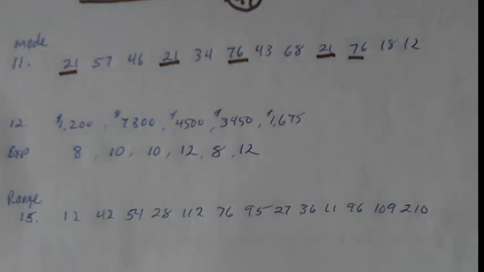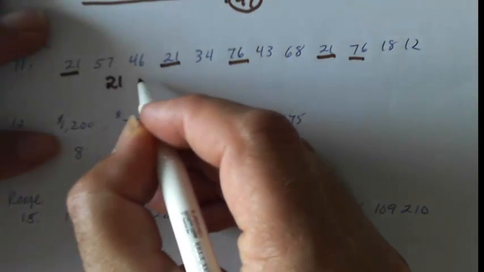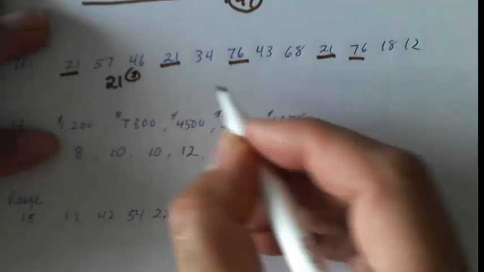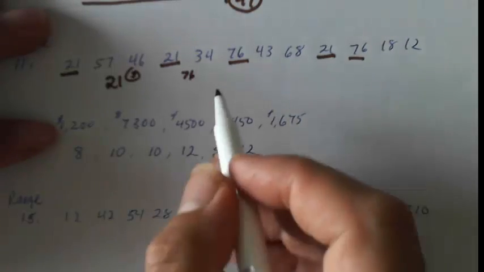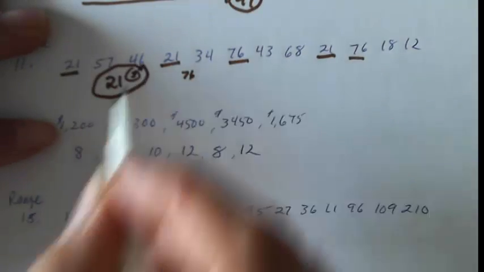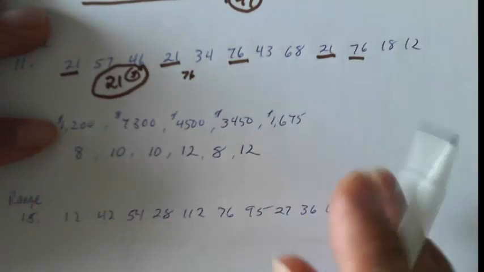There's another 21. So as we're looking there, that's all. So we have three 21s. We've got two 76s. So 21 occurs more than 76. So this is the mode. So it meets our criteria. It's more than anything else, and it's more than once.